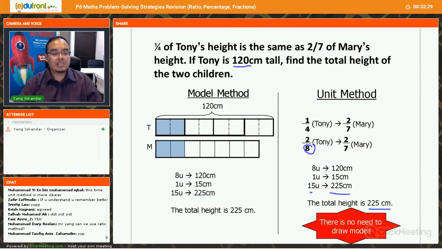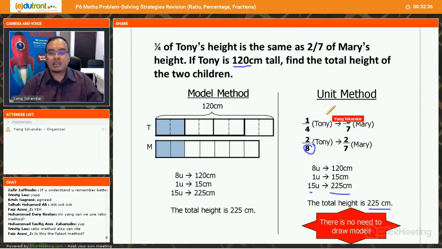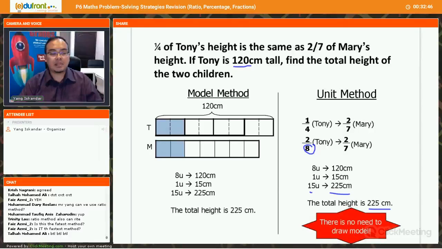Okay, very good. Mr. Yang, can we use the ratio method? Ratio method, yes, but it's better to use the fraction or the units method here, because you need to make the numerator the same. So it is clearer this way. Yes, this is the fastest method. Okay, so let's move on.